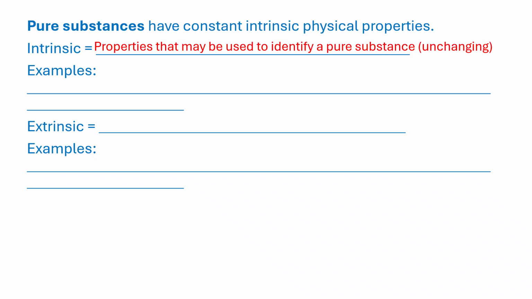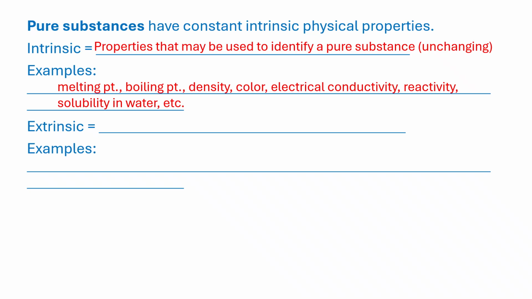So an intrinsic property just simply means a property that can be used to identify a pure substance because that property never changes. So for example, assuming that it is in fact pure water, the boiling point of water is 100 degrees Celsius. So that's an intrinsic property. Okay. Other examples: melting point, we already said boiling point, density, color, electrical conductivity, reactivity, solubility in water, so does it dissolve very well in water, that kind of thing.